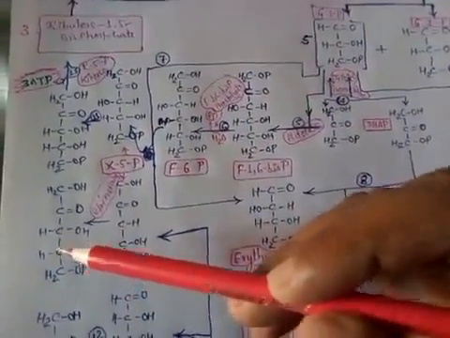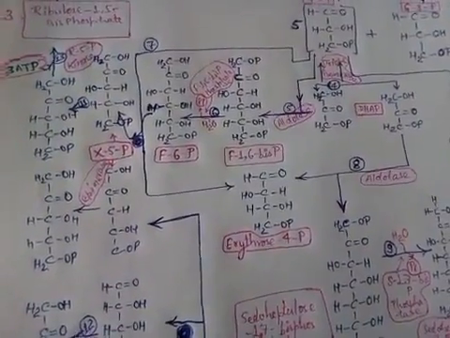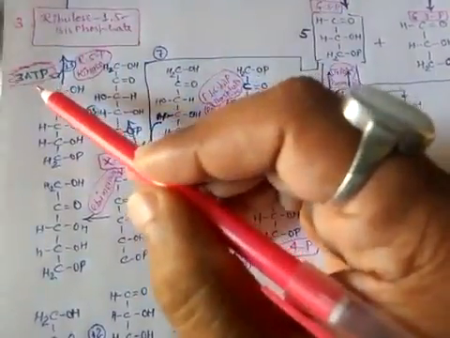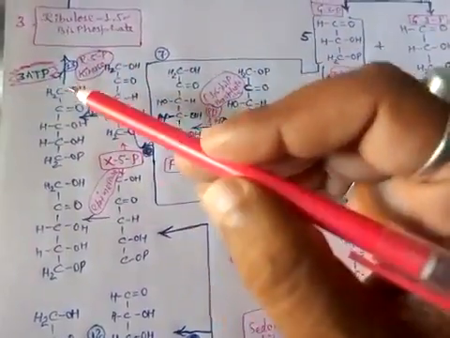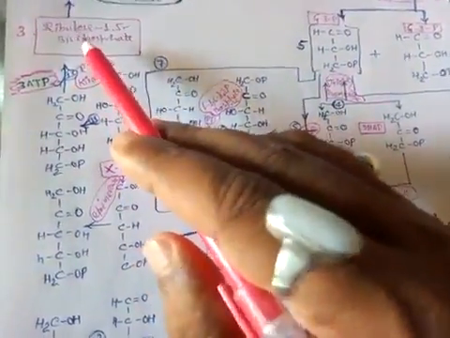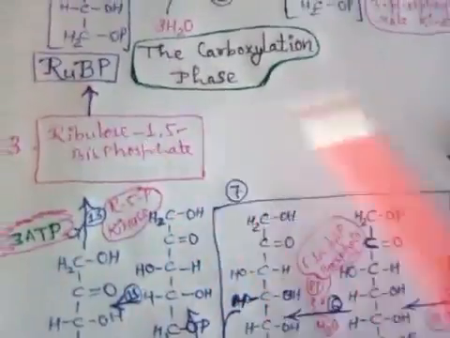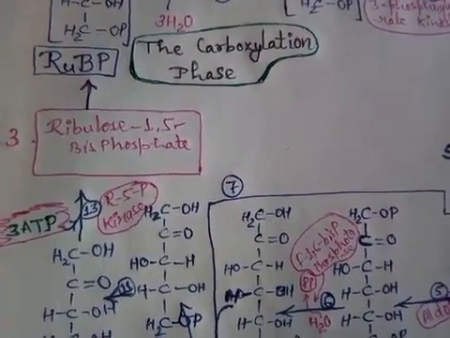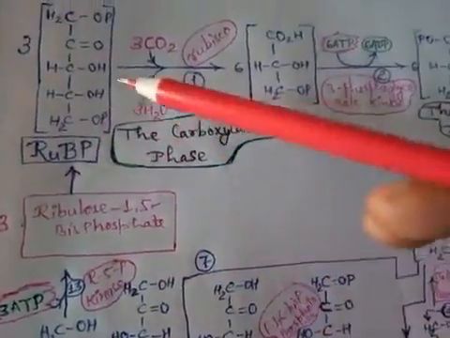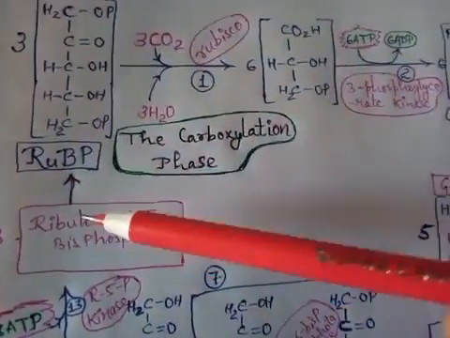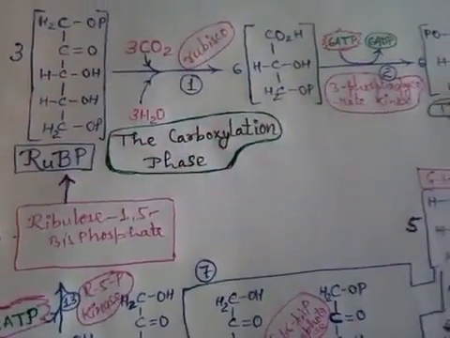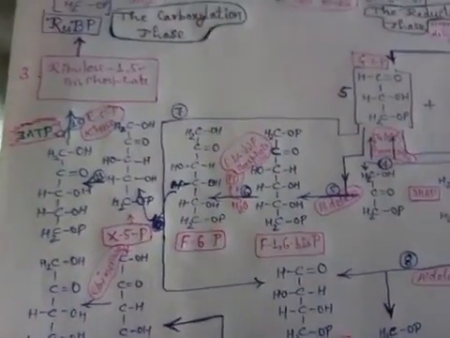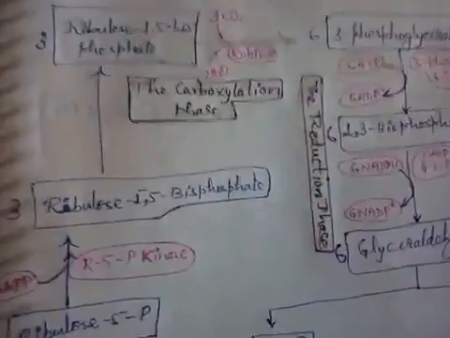From these 3 molecules of ribulose 5-phosphate, at the expenditure of 3 ATP, they are now converted into ribulose 1,5-bisphosphate in the presence of the enzyme ribulose 5-phosphate kinase. And this RuBP is the acceptor molecule of CO2. Now take it the easy way. Now revise it very quickly.